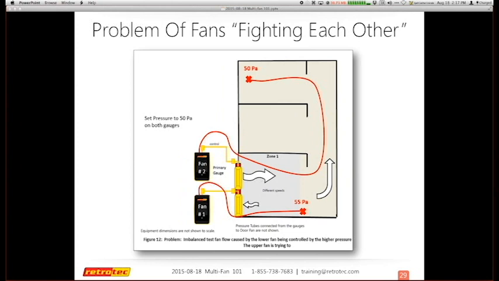So if I set both these gauges to 50 pascals and they both have a reference inside the house or inside the structure, depending on where you're actually standing, whether you're outside or inside the structure, they both reach slightly different pressures and begin to battle each other.